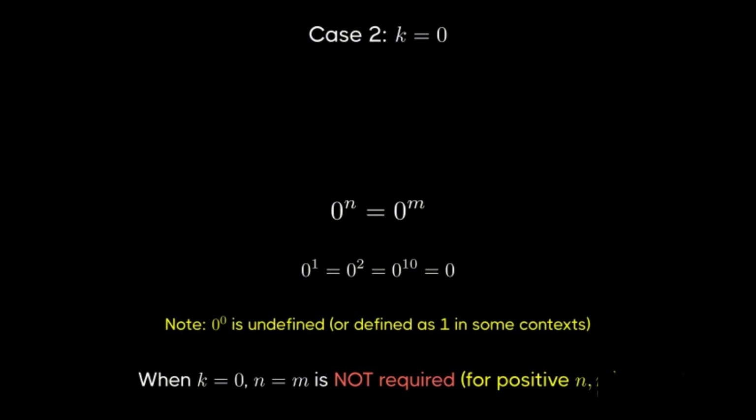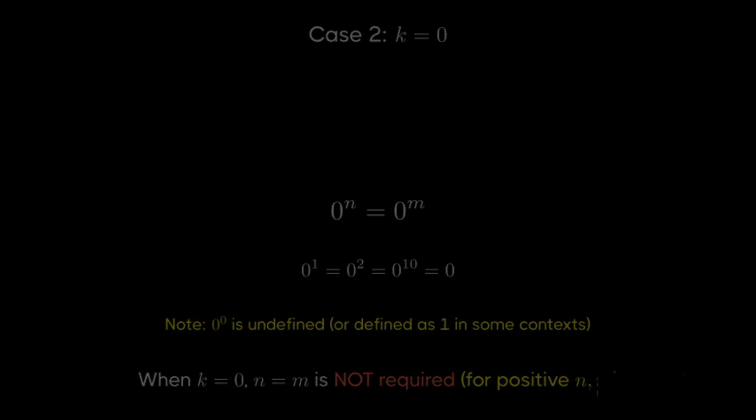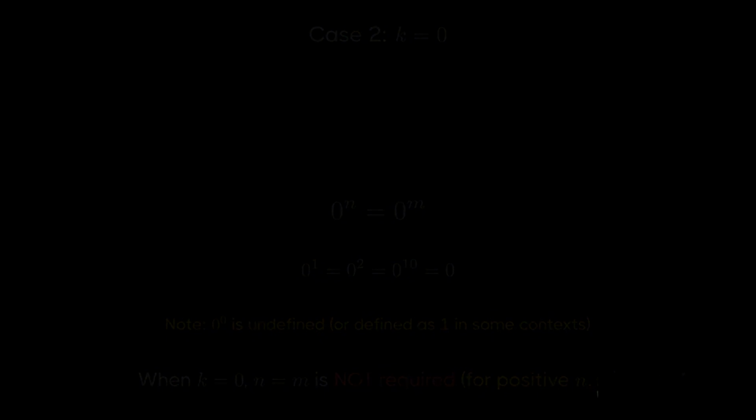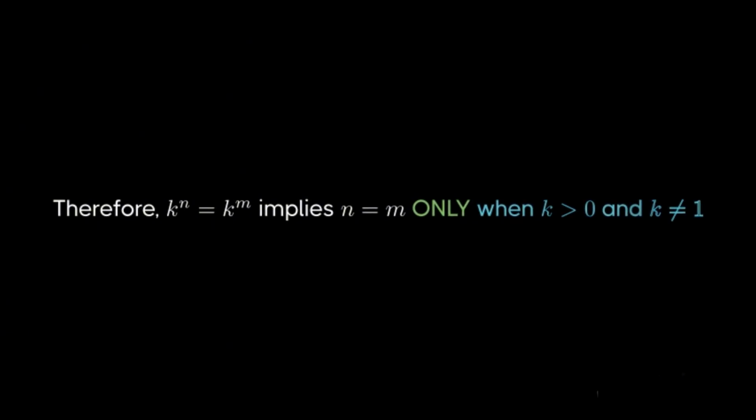Having examined these two critical counterexamples, we can now synthesize what we've learned to understand the constraints on our original property. Our exploration reveals that the statement, if k to the power of n equals k to the power of m, then n must equal m, is only true when k is greater than 0 and k is not equal to 1. These are necessary conditions for the property to hold.